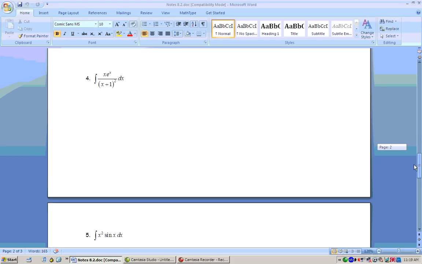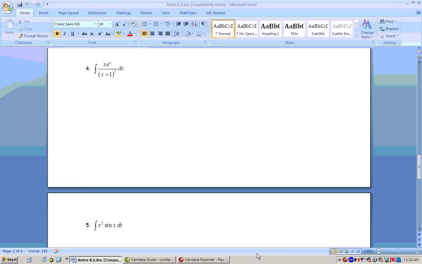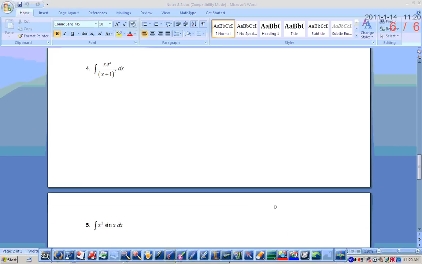I like these because it's kind of like a puzzle to figure out what you should let u be and what you should let dv be. Okay. We have got x e to the x divided by x plus 1 squared. So we've got to find one thing that we want to take the derivative of and one thing that we want to take the integral of.